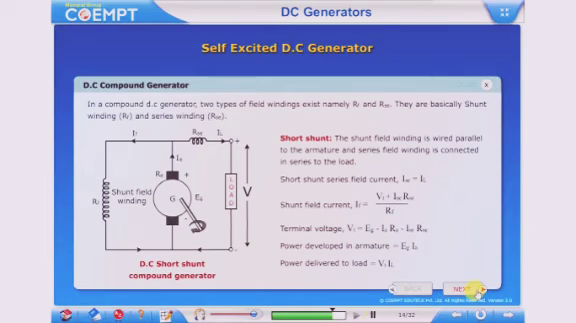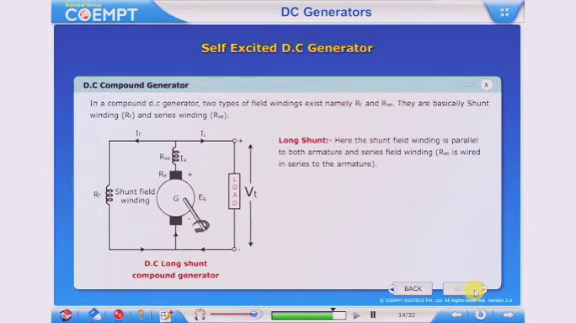Terminal voltage Vt is equal to Eg minus Ia multiplied by (Ra plus Rse). Power developed in the armature is equal to Eg Ia. Power delivered to the load is equal to Vt IL.